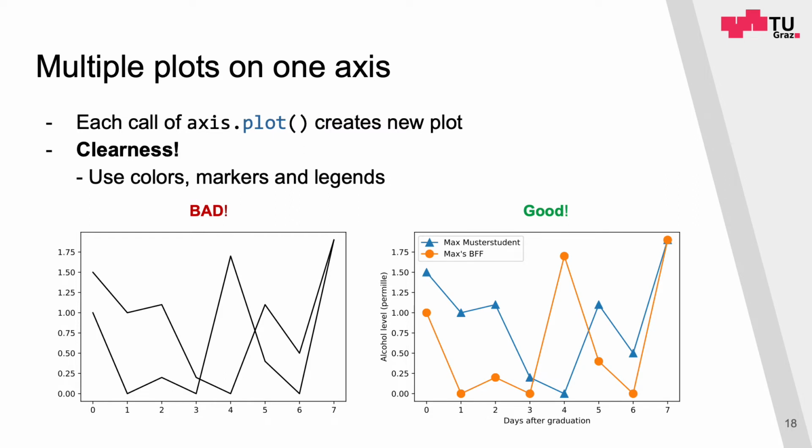You can see here the blue line using the triangle as a marker shows the alcohol level of Max Muster student, as a time series of the days after his graduation. And the orange line with the circle markers shows the alcohol level of Max's best friend forever.